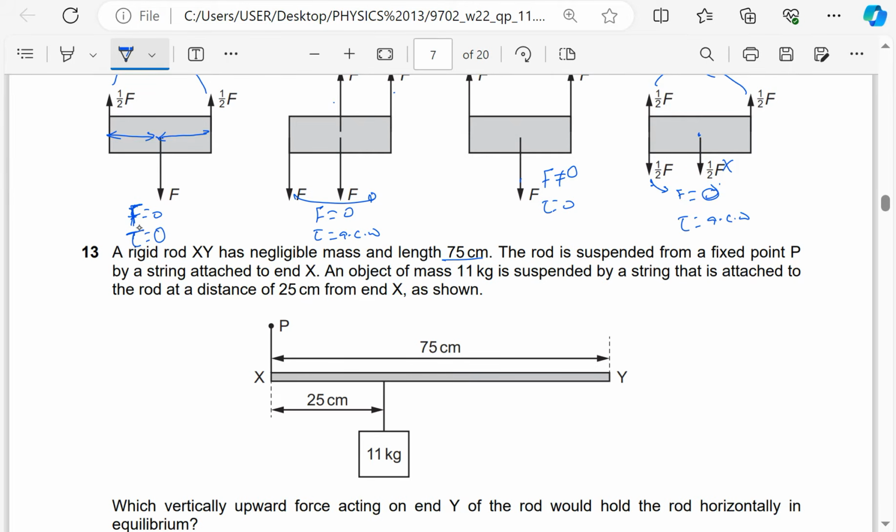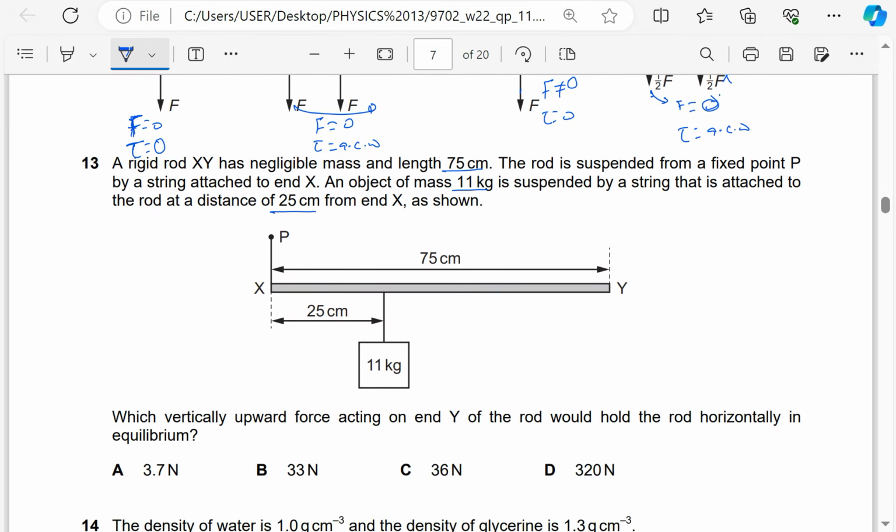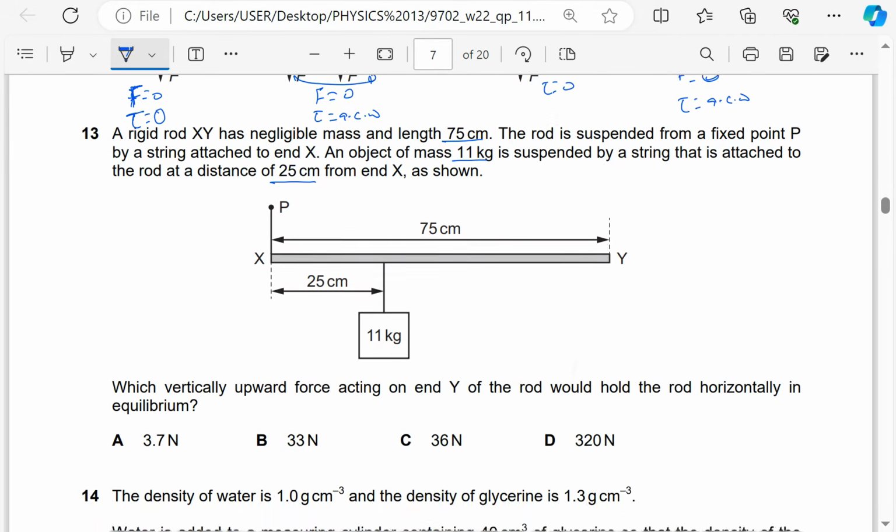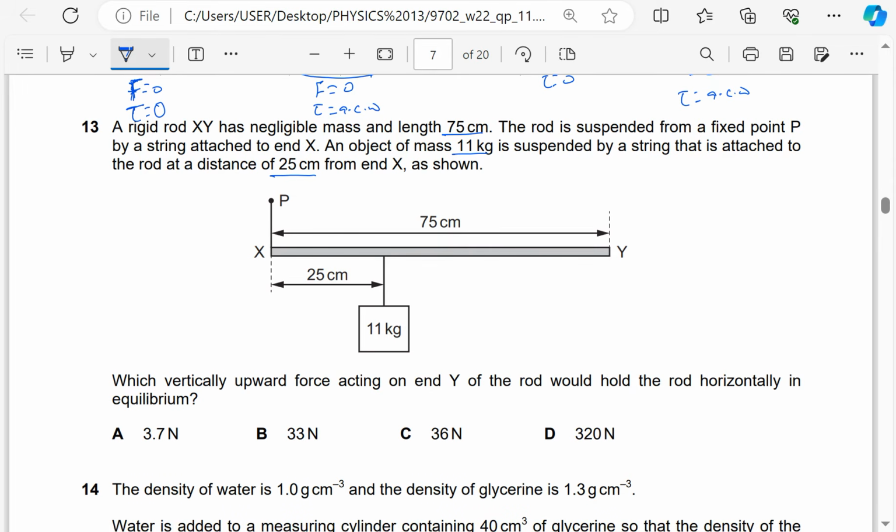A rigid rod XY has negligible mass and length 75 centimeters. The rod is suspended from a fixed point P by a string attached to end X. An object of mass 11 kg is suspended by a string that is attached to the rod at a distance of 25 centimeters from end X, as shown in the figure. Which vertically upward force acting on end Y of the rod would hold the rod horizontally in equilibrium?